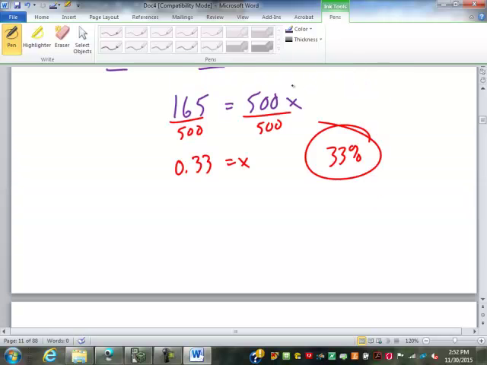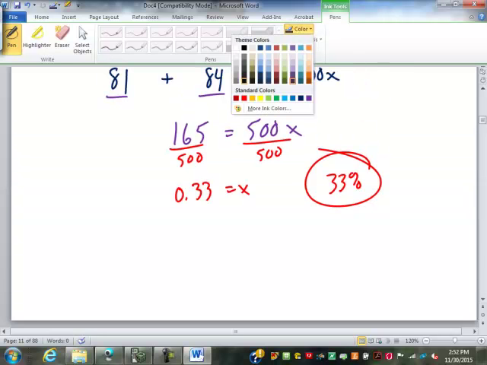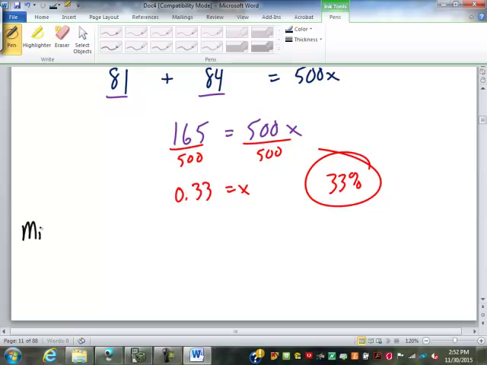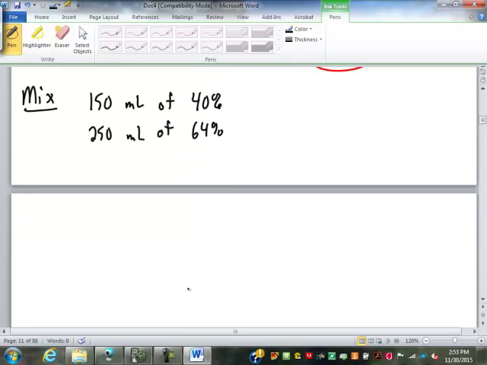Let's have you guys try one. So we're going to combine 150 milliliters of 40% solution with 250 milliliters of 64% solution. Find the final concentration. So we'll pause and let you guys try that one.